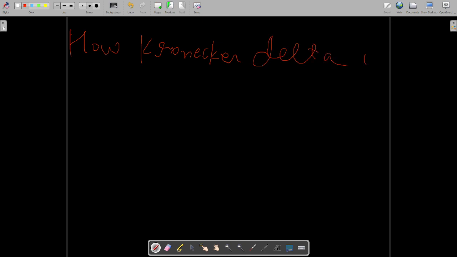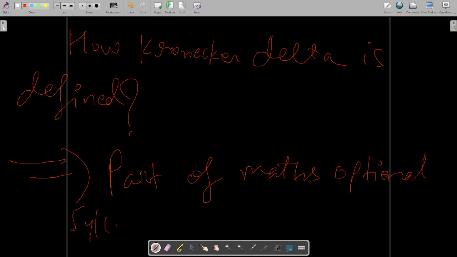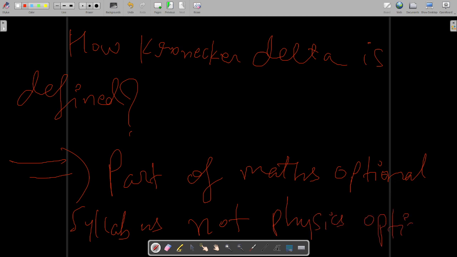And how is Kronecker delta defined? It is a part of the maths optional syllabus, not physics optional. So that is the thing.